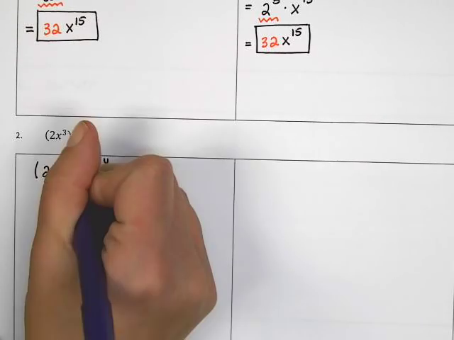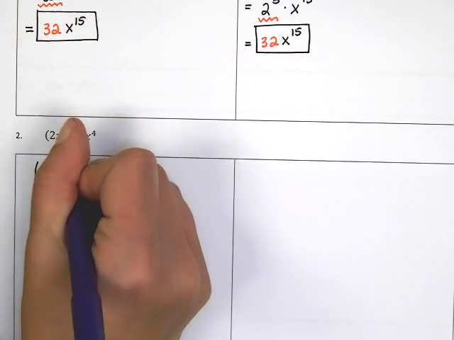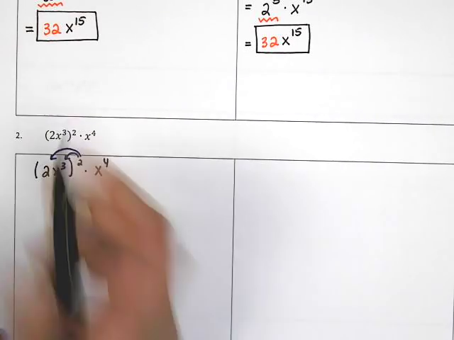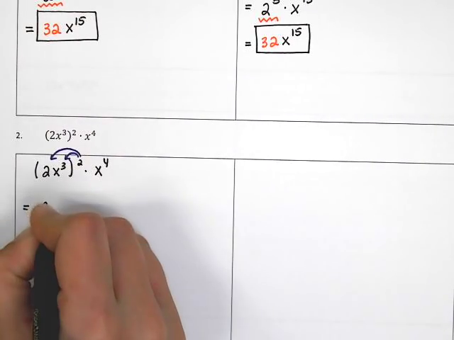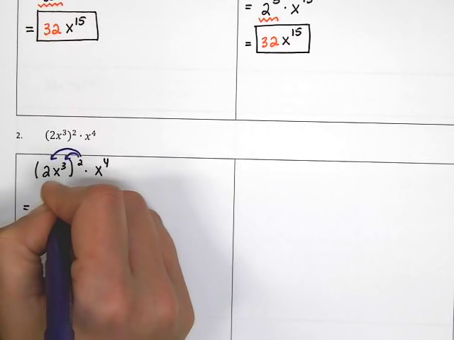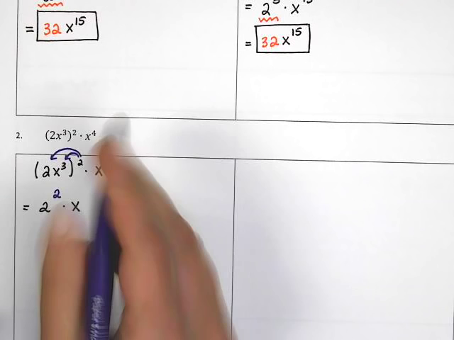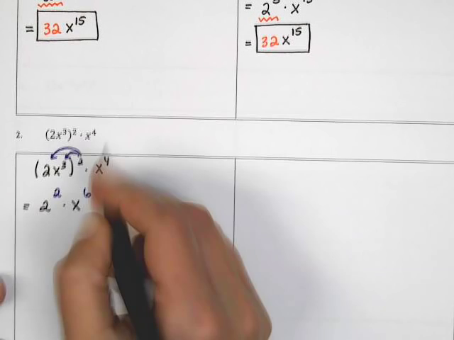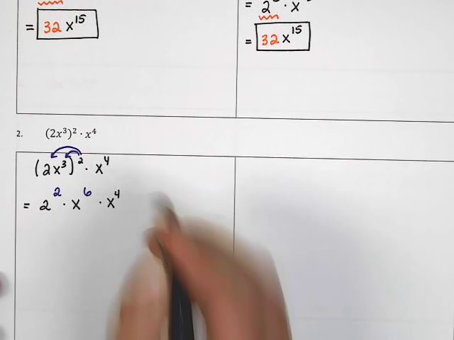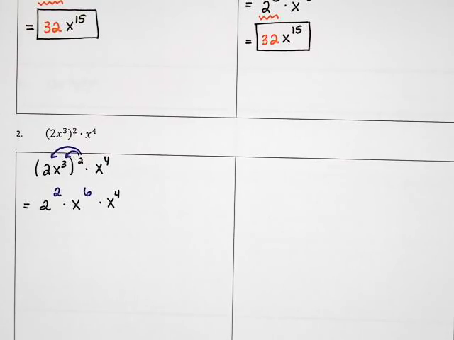So I would maybe start by distributing that power to everything that's on the inside, which means I would have 2 to the 2nd power times x to the 6th power. And then I'm just going to copy down the x to the 4th power because I haven't changed anything. I'm just going to write it down.